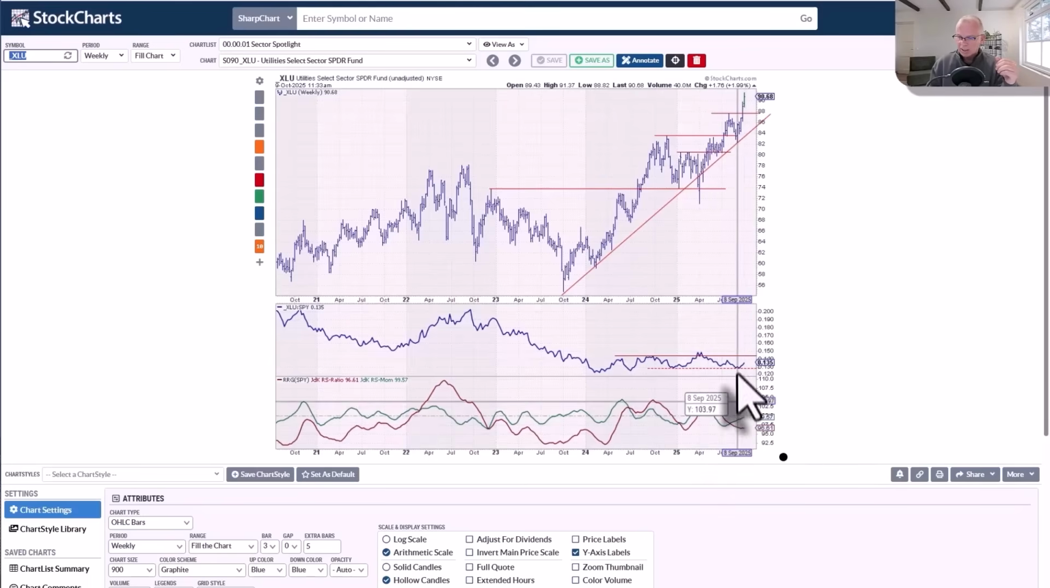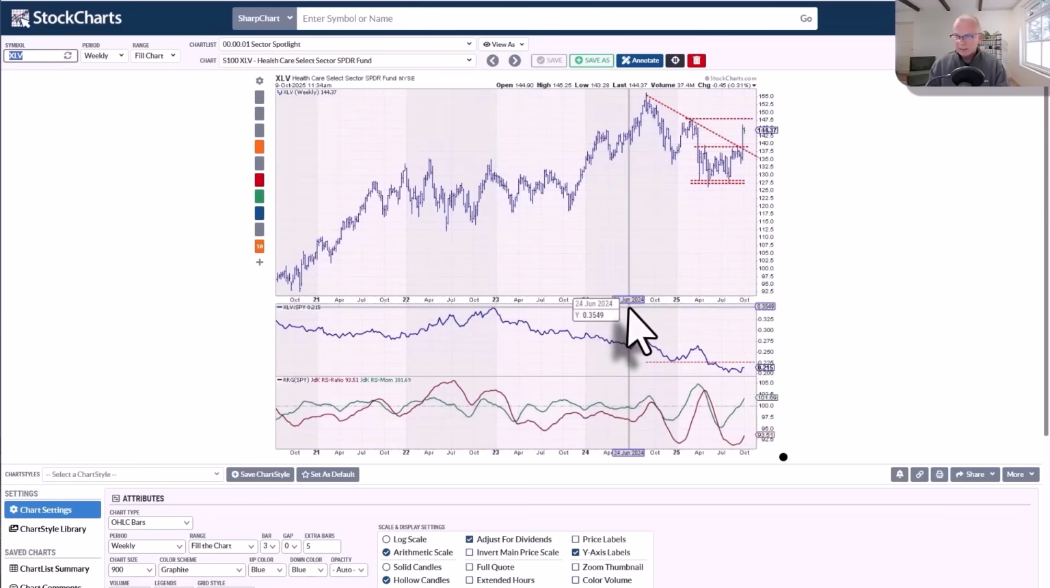And the RRG lines are just picking up here. We've bottomed out, or we seem to be bottoming out, on the RS ratio scale. Momentum continues to improve, but we have a lot of work to do before this one actually crosses into the leading quadrant.